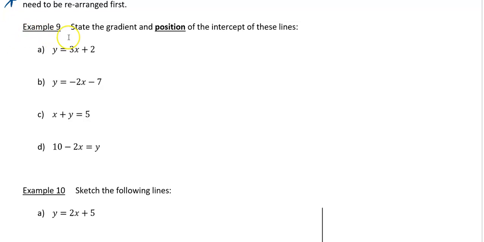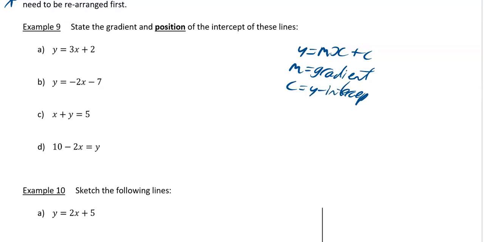Okay, in this example, it says state the gradient and position of the intercept of these lines. So remember, I'll just write down my general equation again. My general equation is y is equal to mx plus c, where m is equal to the gradient and c is equal to the y-intercept. And remember, if it's not in that form, y equals mx plus c, as you'll see in example C and example D, you have to rearrange first.